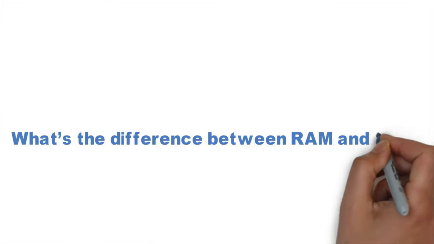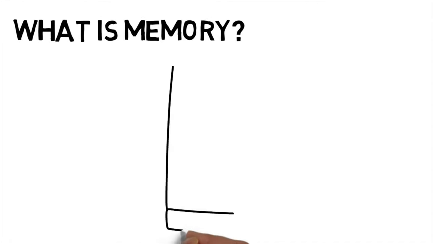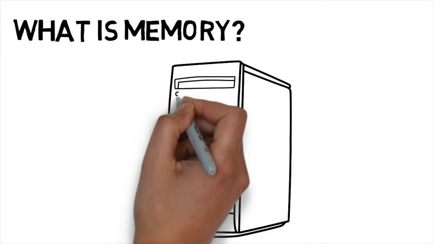What's the difference between RAM and ROM? Before we discuss their differences, let's see what memory is. Computer memory is a storage unit or device that stores information in some form provided by a person or user.